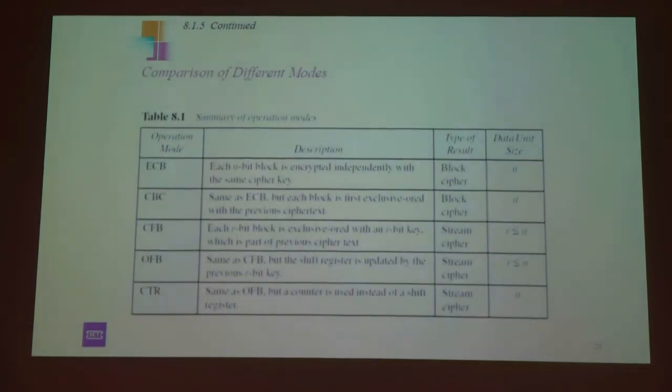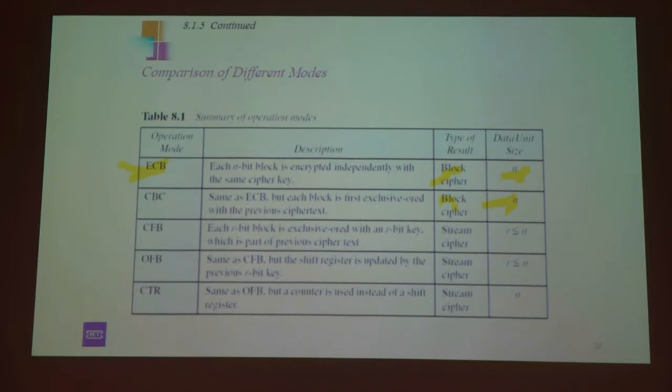Okay, so these are the modes we have explained. The first one is ECB. Each n-bit block is encrypted independently with the same cipher key. It's used for a block cipher, and the data unit size is n. The second one, CBC, is the same as ECB, but each block is first exclusive ORed with the previous cipher block. There's a chain in here. It's a block cipher, and the block is n.